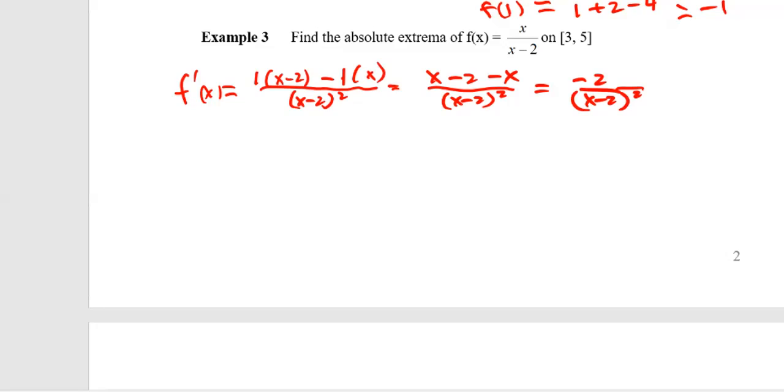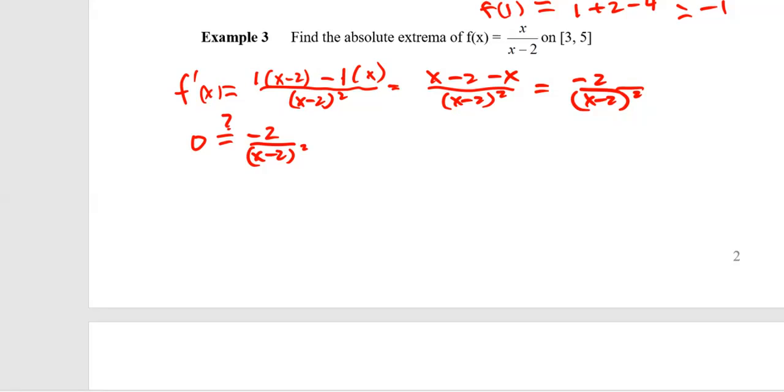Okay, so as we can see, this function is never 0. I mean, this derivative function, if you set it equal to 0, and you try to find this, where is that 0? Well, it's not, because the negative 2 in the numerator would have to be a 0. So it's not 0.